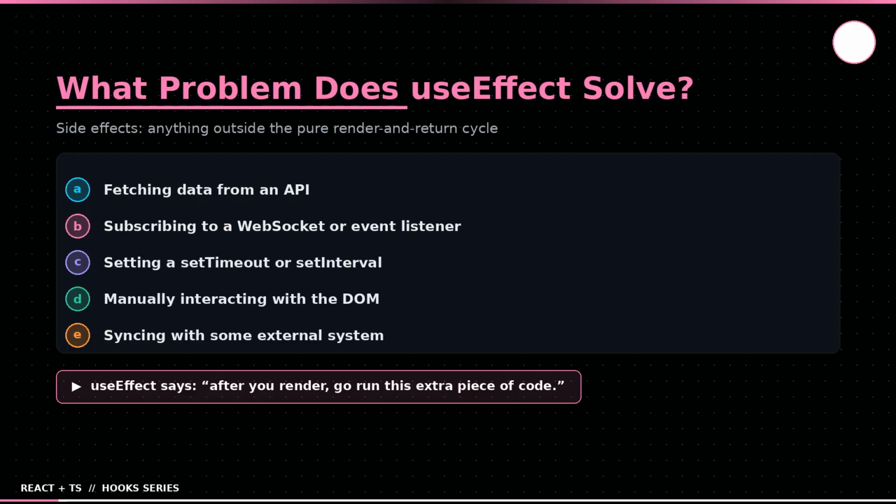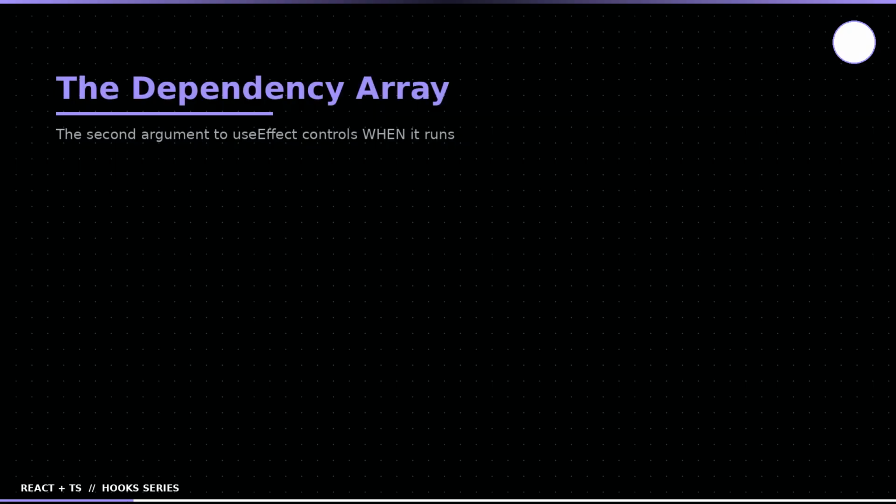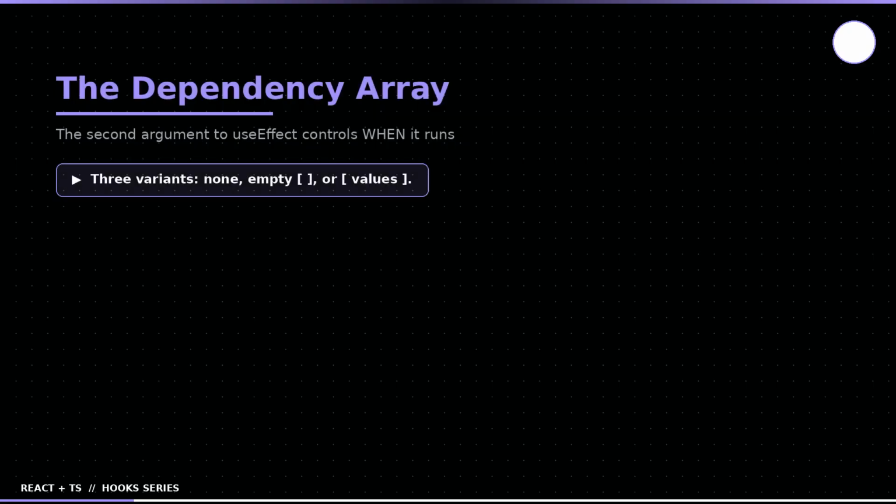Import useEffect from React. Function Example, useEffect, console.log "component rendered". Return div, hello. Run this, open the console. Every time this component renders, that log fires. Let's build on this piece by piece.